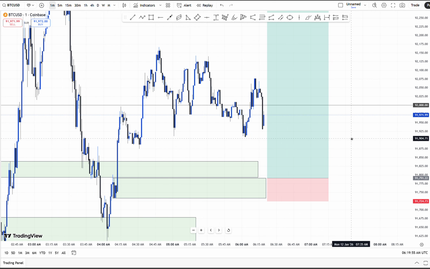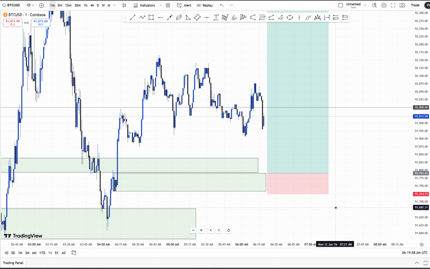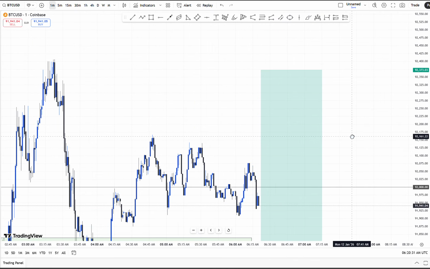So that is it. We are calling out a buy on BTC USD at 91791.22, but don't take the decimals that much, BTC is very volatile, so you can adjust it. Our entry is 91791.22, and then we are putting our stop loss at 91724.93. Our take profit is open, so you should be targeting the swing high.